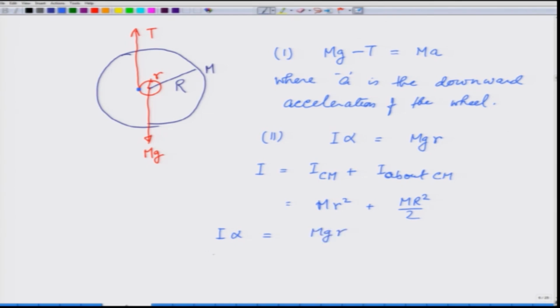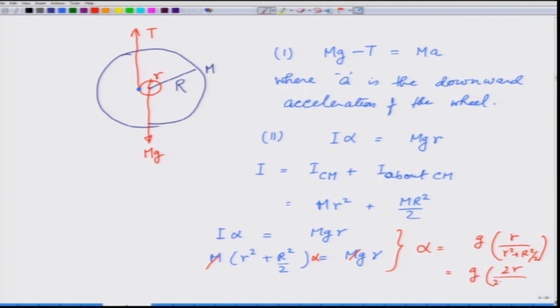mgr, where I is mR squared plus mr squared by 2, is equal to mgr, and these two equations together, therefore this m cancels, give me, oh there is an alpha here, alpha is equal to g r divided by R squared plus r squared by 2, or is equal to g times 2r divided by 2R squared plus r squared.